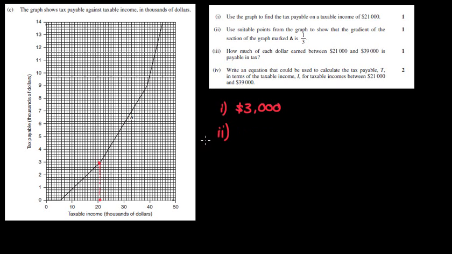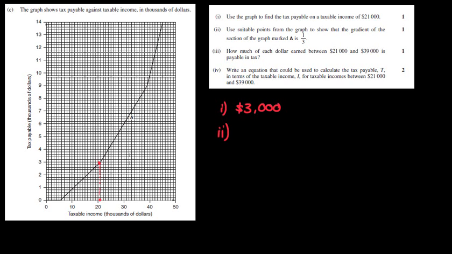The next question, part 2. Okay, it says use suitable points from the graph to show that the gradient of the section for the graph marked A, which is this section here, okay, is 1/3. So in order to do that, you need to choose 2 particular points, or 2 suitable points that are on my particular graph. Now again, mine is not dead accurate. It's going to be hard to do it on here, but I've already chosen previously 2 points.